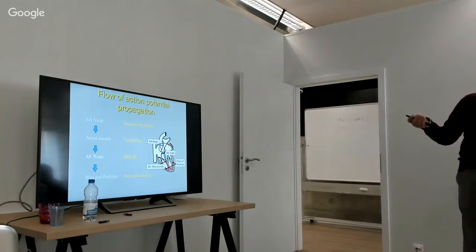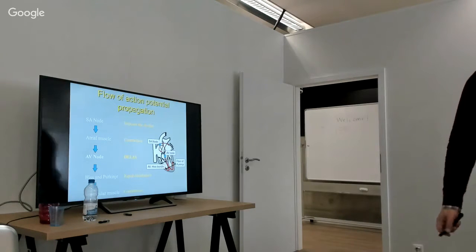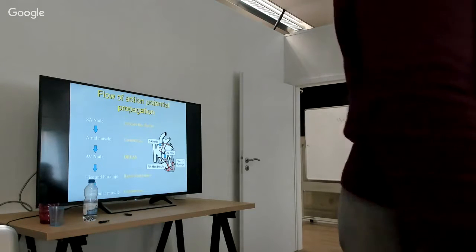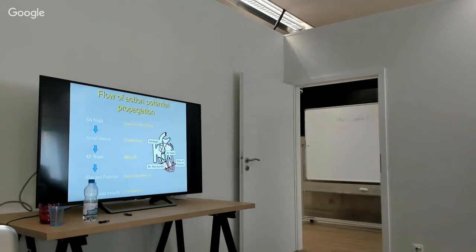The atrioventricular node is called the delay box. The impulse slows down. In the atrioventricular node, the velocity is like a person that is walking fast. In the ventricle, it's like a bicycle, 40 km per hour.